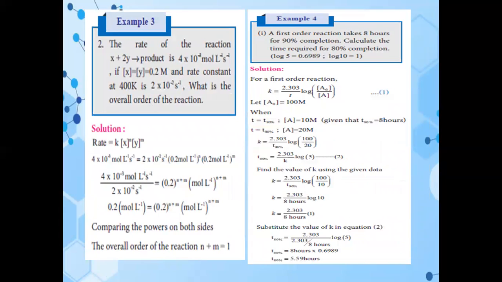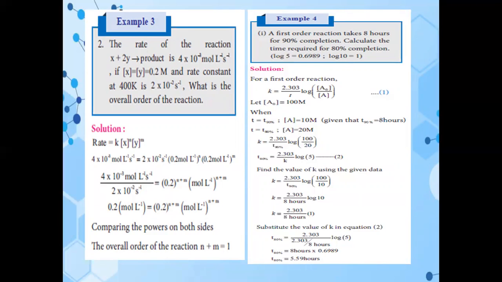See the third one. The rate of the reaction X plus 2Y gives the product is 4 into 10 power minus 3 mole per liter per second. The X and Y concentrations are 0.2 M. The rate constant of this equation is 2 into 10 power minus 2 per second at the temperature 400 Kelvin. So what is the overall order asked in that question?